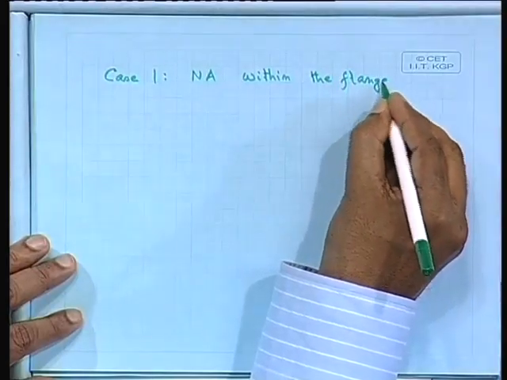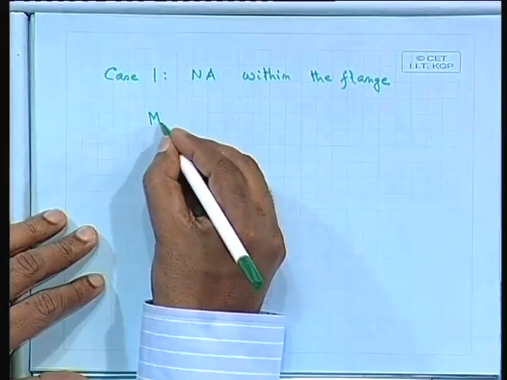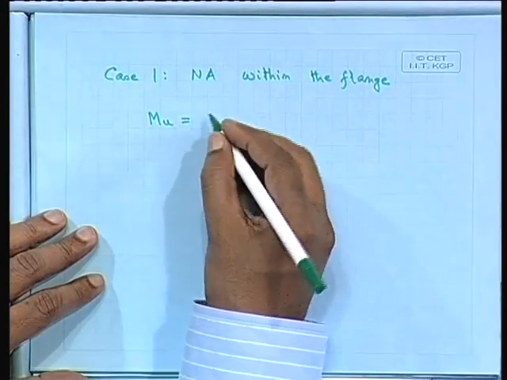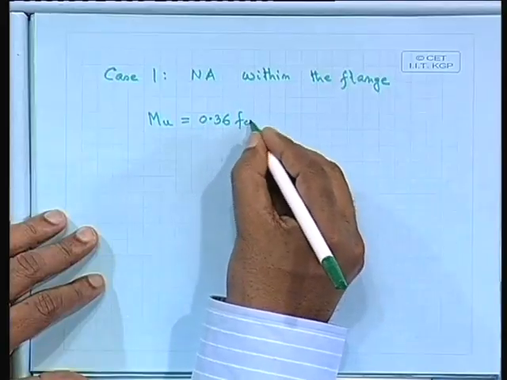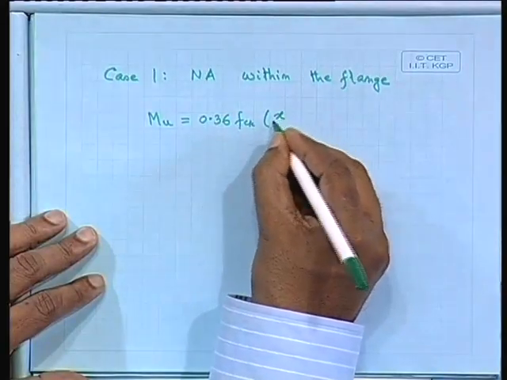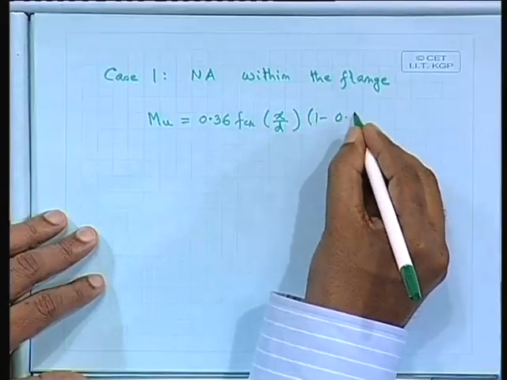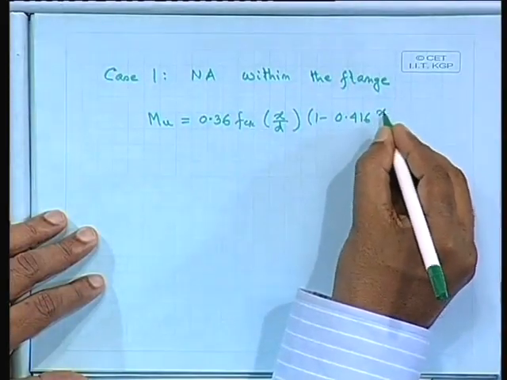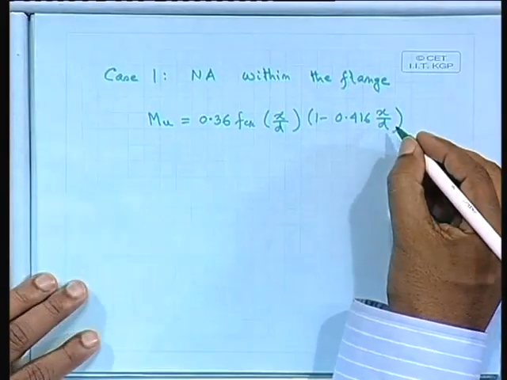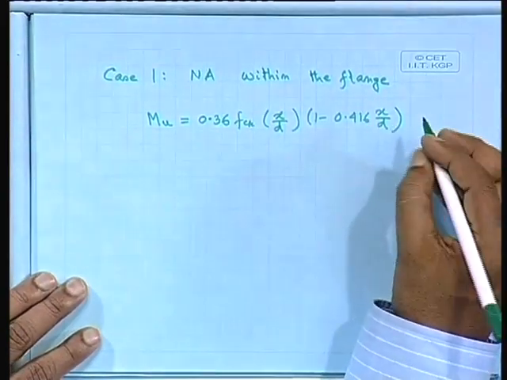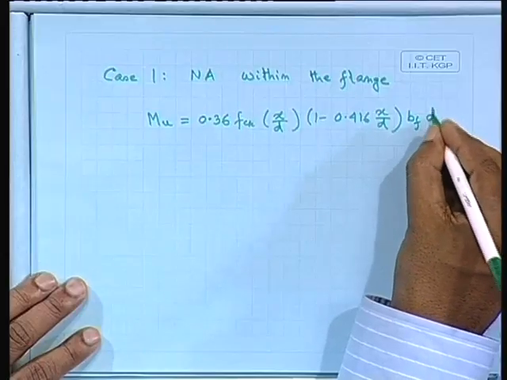We can write down the same rectangular formula, Mu equal to 0.36 fck x by d (1 minus 0.416 x by d) times, what about the width, b d square? Here that width will be bf times d square.